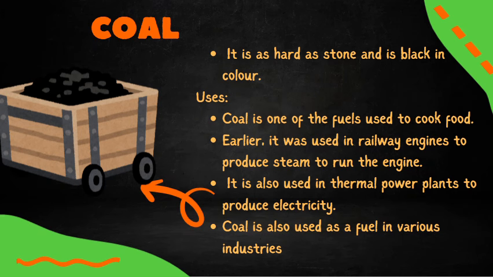The first type we'll be looking at is coal. Coal is hard as stone and it is black in color. Let us look at the uses. Coal is one of the fuels that is used to cook food. Earlier, coal was also used in railway engines to produce steam to run the engine. It is also used in thermal power plants to produce electricity. Coal is also used as a fuel in various industries. Apart from this, there are a lot of uses that you can mention under it.